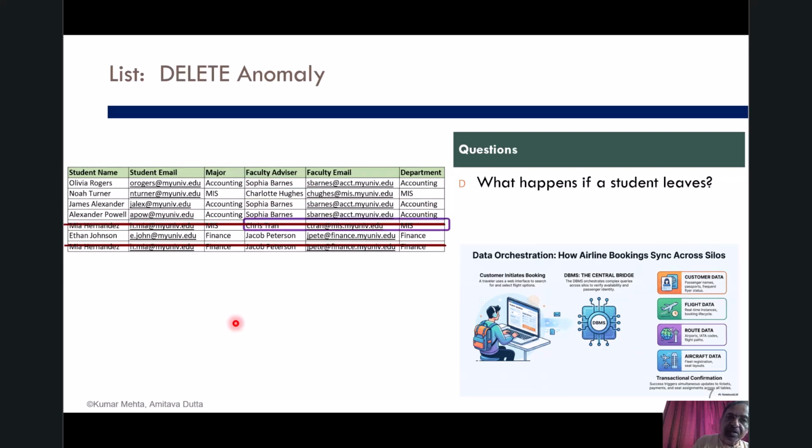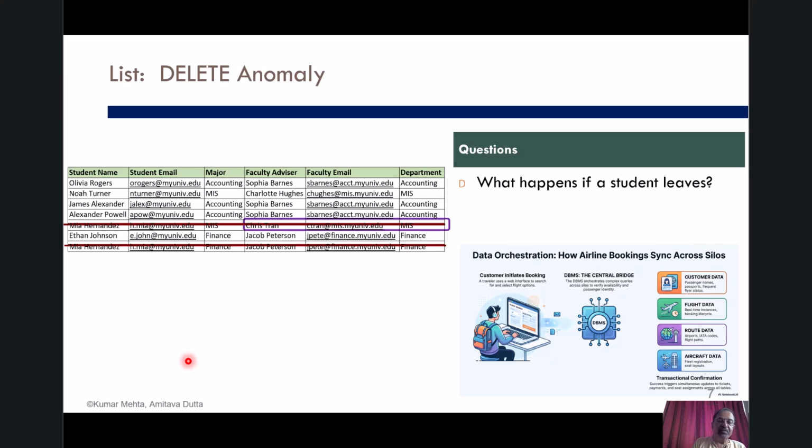Okay, let's look at yet another problem that can arise if you put all your data into one big list instead of structuring. The technical problem is called a delete anomaly. So let's see what that means in this particular example. Mia Hernandez leaves the university. She's a double major, so both these two records are deleted. Let's see what the collateral effect of that deletion is.